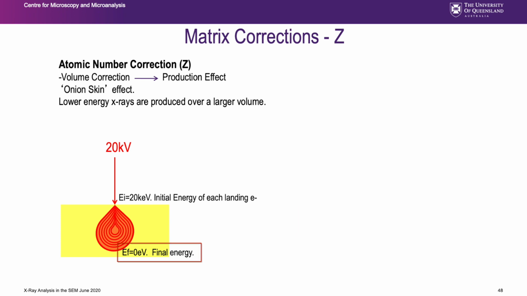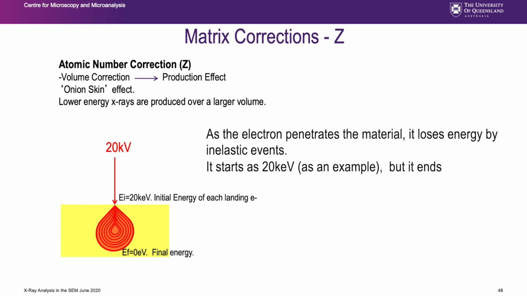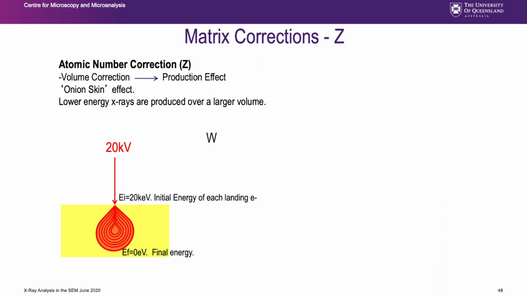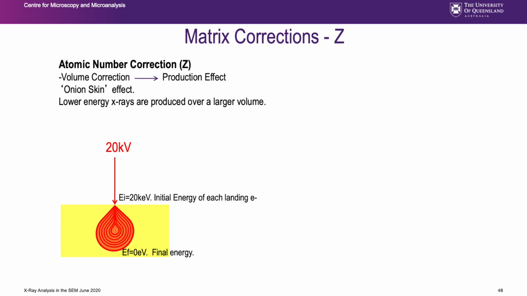Now, right at the bottom here is the limit of the interaction volume. What is the energy of an electron at the end of the volume? Well, it's 0 eV. Because if it had more energy, it would keep on moving. So as the electron penetrates, it loses energy by inelastic events, and it starts as 20 keV, but it ends up as 0 eV. By the way, I'm using 20 keV as an example. Of course, if your SEM is operating at 10 keV, then its starting energy will be 10 keV, but it's the accelerating voltage. So as the electrons penetrate, they're losing energy.